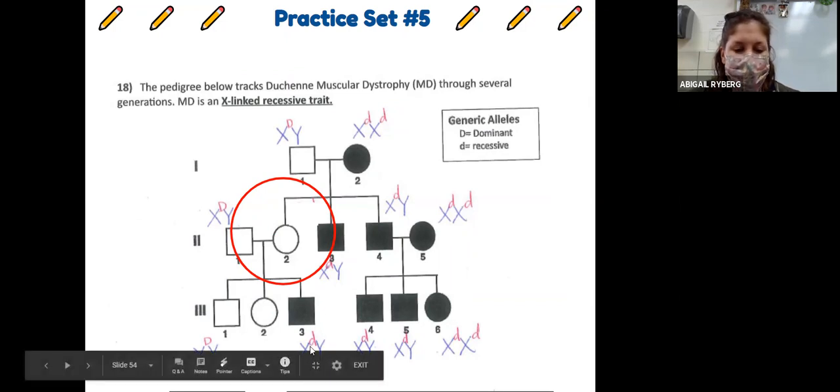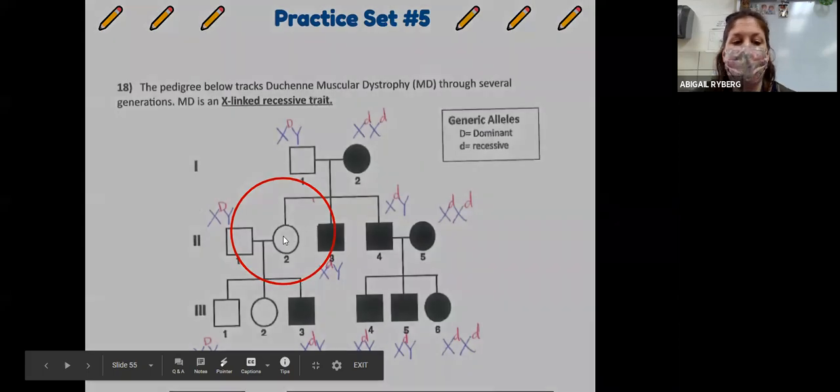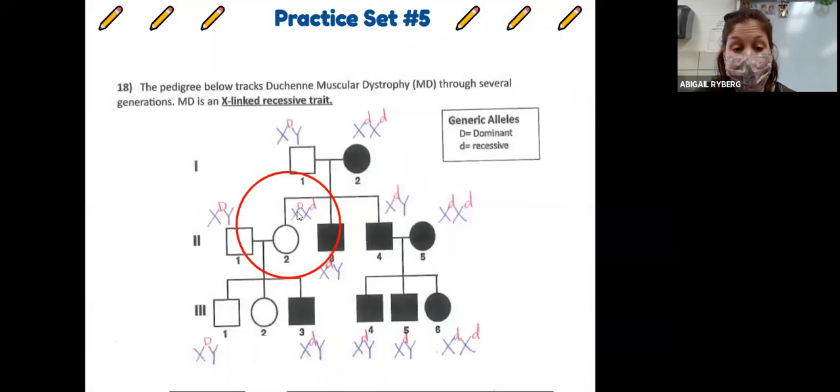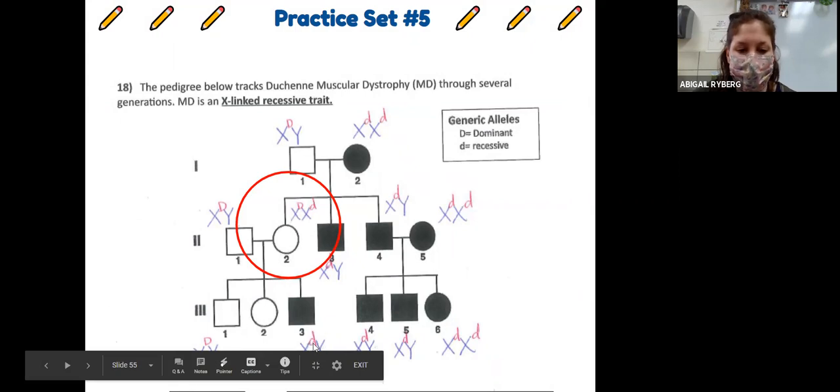If you look here, this son had to have gotten his Y from dad. So the only place he could have gotten his little d is from mom. So now we know that mom is heterozygous. So we know she's big D because she doesn't have muscular dystrophy, but she also has to have the little d to pass it on to her son here.